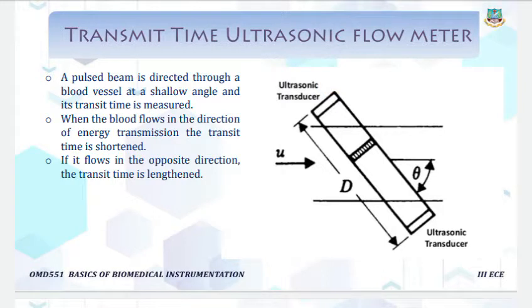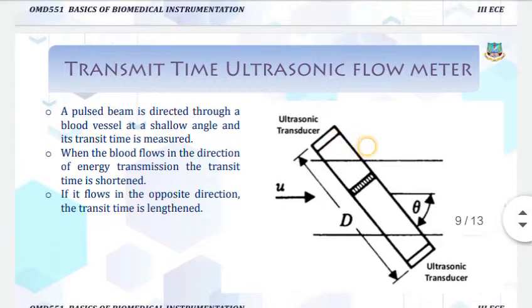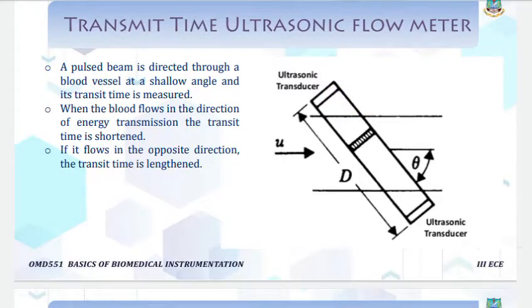A pulse beam is transmitted to the blood vessel at a shallow angle and its transit time is measured. When the blood flows in the direction of the energy transmission, the transit time is shortened. If it flows in the opposite direction, the transit time is lengthened. Okay, when it's sent towards the downstream, the transit time is low, and when it is transmitted back, the transit time is high.